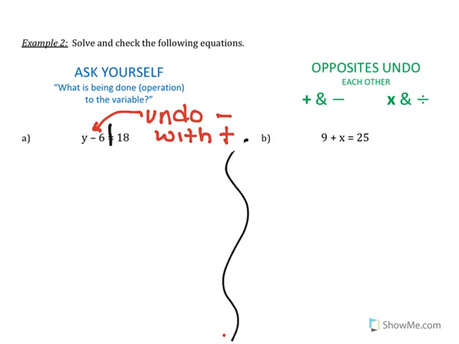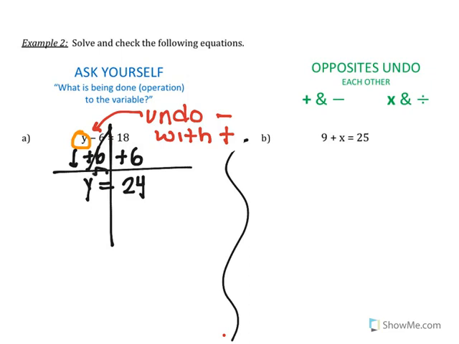So I'm going to draw my line down through my equal sign. And again, the goal is to get the y by itself, so I need to get rid of minus 6. So I'm going to do the opposite, which is plus 6. But whatever you do to one side, you have to do to the other side. Negative 6 or minus 6 plus 6, they cancel each other out. I'm left with y on the left-hand side, and 18 plus 6, which is equal to 24.